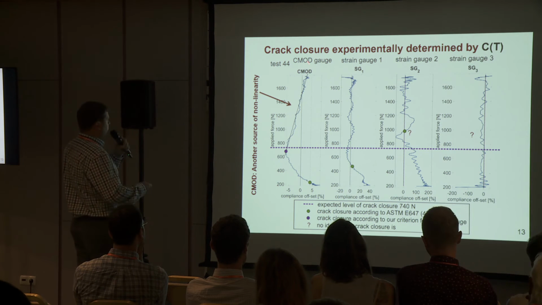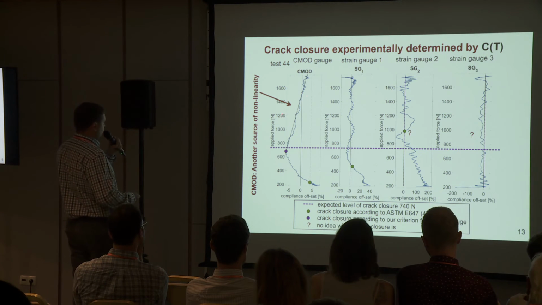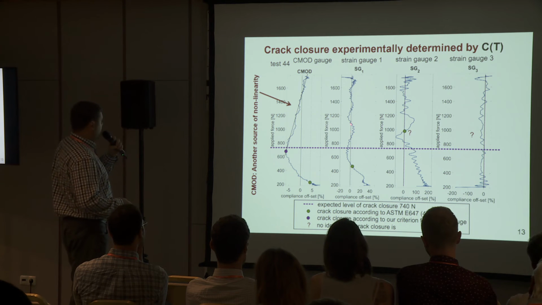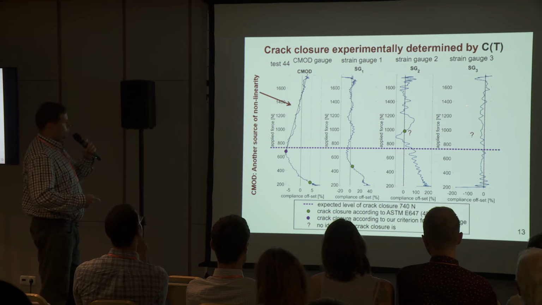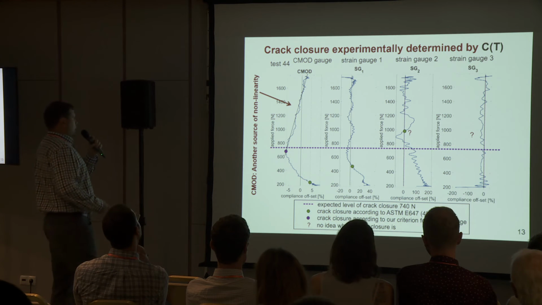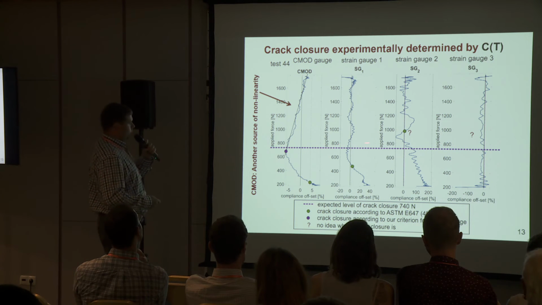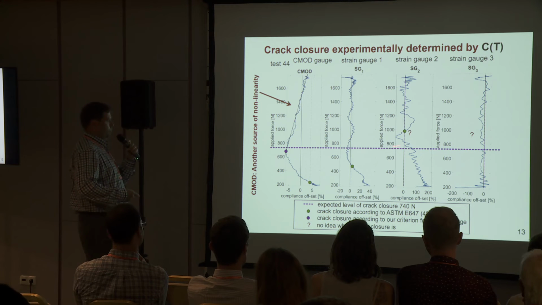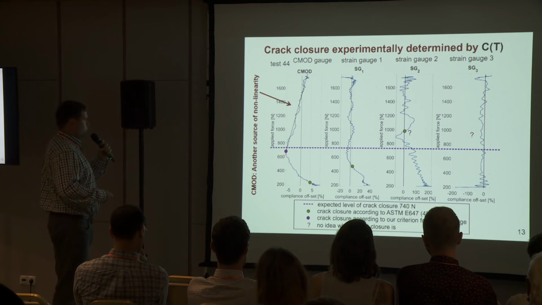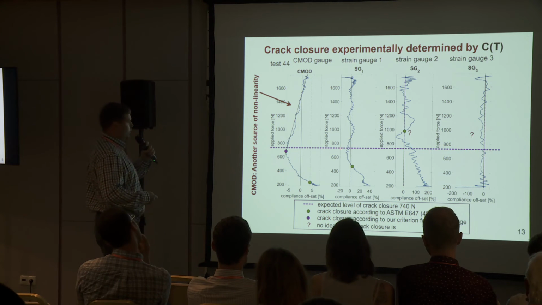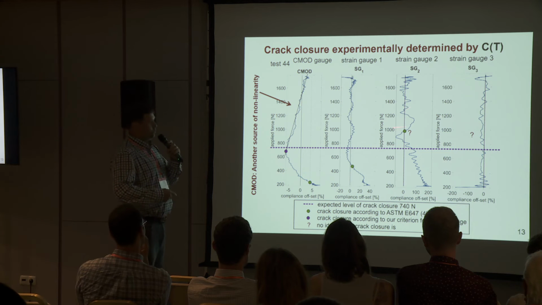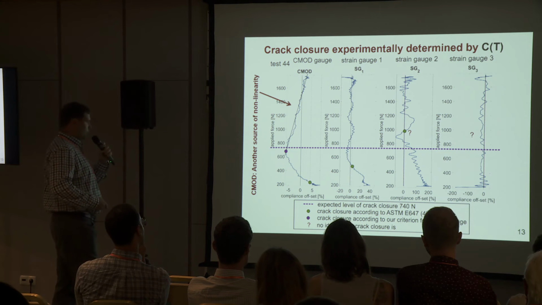The first column corresponds to the crack mouth opening displacement gauge. The second column corresponds to strain gauge 1, then strain gauge 2 and strain gauge 3. The dashed violet line should be the expected level of crack closure according to the previously shown formula.